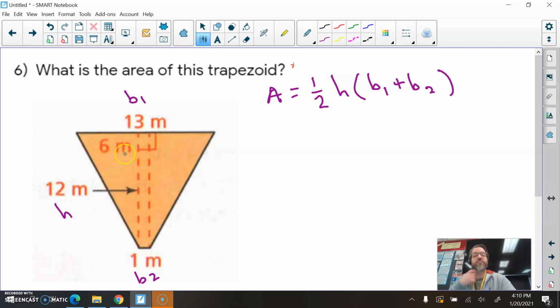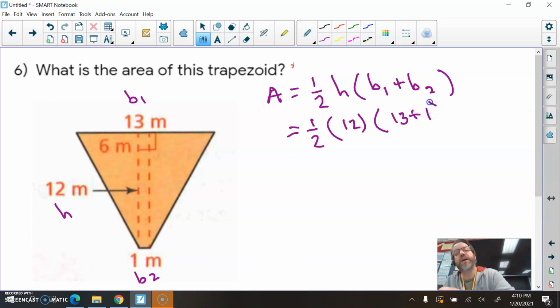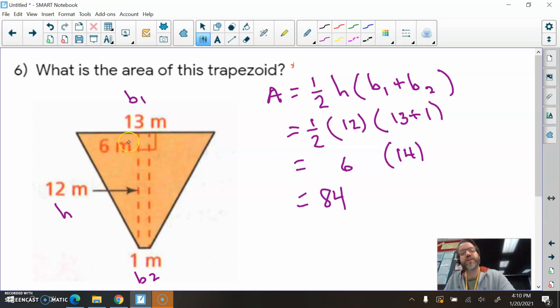This 6-meter measurement is not needed for this problem. So I'm going to find the area of this trapezoid by filling in my numbers now. 1/2 times the height, which is 12 meters, times base 1 plus base 2, that's 13 plus 1. Okay. So 13 plus 1 is 14. What's 1/2 times 12? It's 6. So I end up with 6 times 14, which is 84 square meters.